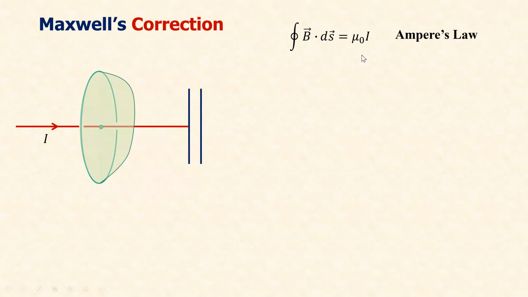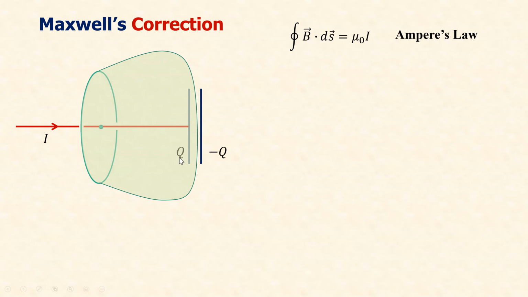The left-hand side is like this. The current passes from Ampere's law. We get some integral of B dot ds. But if you consider this surface, the left-hand side is non-zero. The right-hand side is 0. All right. So that's a problem. So how do we fix it?